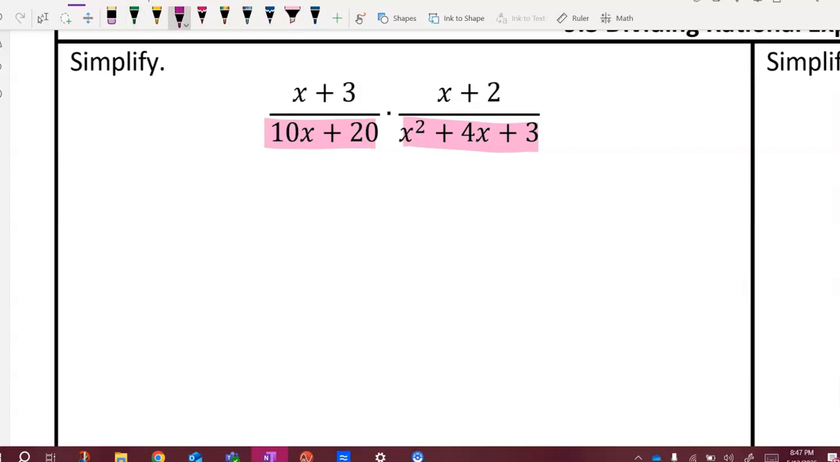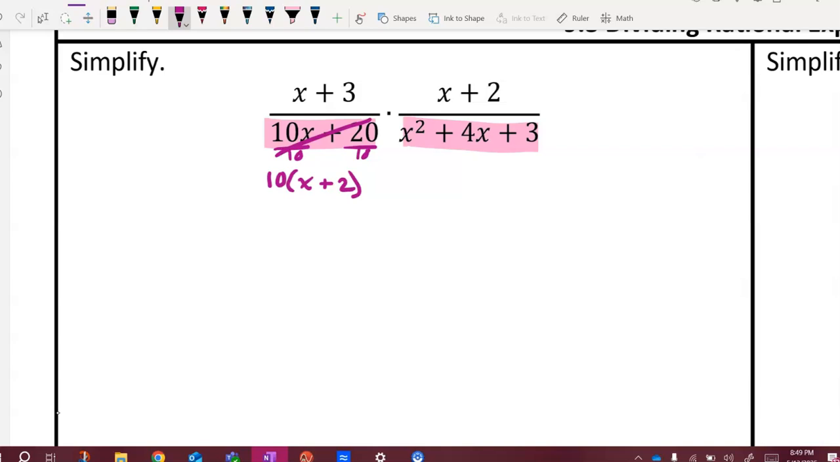So factoring 10x plus 20, I ask myself, is 20 divisible by x? Sorry, not x, but by 10. So 10x plus 20, is 20 divisible by 10? Yeah, it is. So we're going to take out a 10 and divide these by 10. 10x divided by 10 is x, and 20 divided by 10 is 2. So our factor right here is 10 times x plus 2.